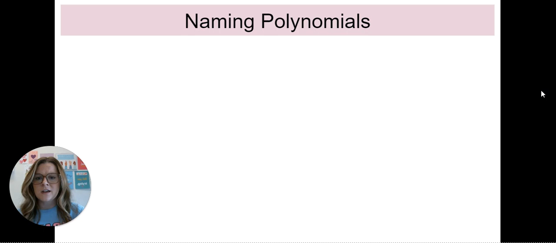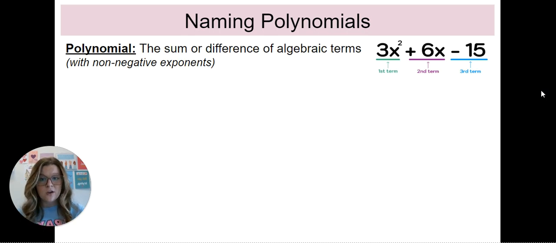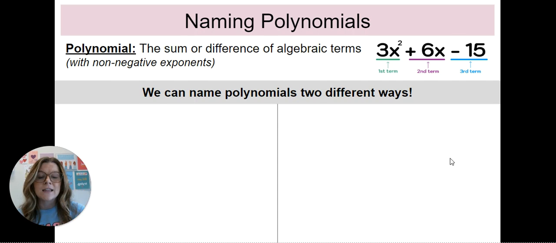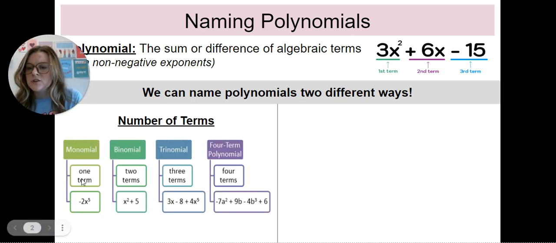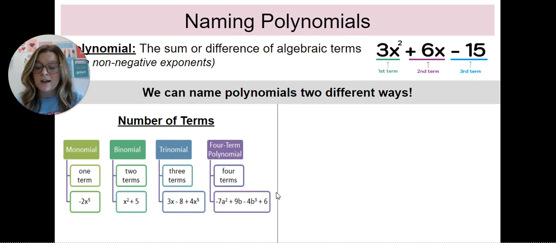All right, so we're going to start really easy with the definition of a polynomial. Remember, it is just the sum or difference of algebraic terms. So all of these being added or subtracted together, that whole thing is a polynomial. Last unit, we talked about naming them by the number of terms. So one term was monomial, two terms binomial, three terms trinomial. Anything after that, it was like 4-term or 5-term polynomial.